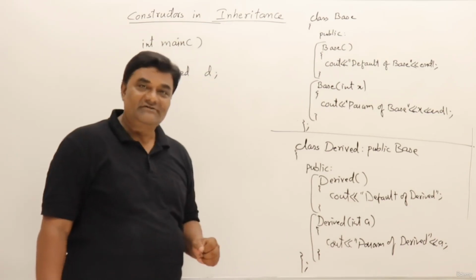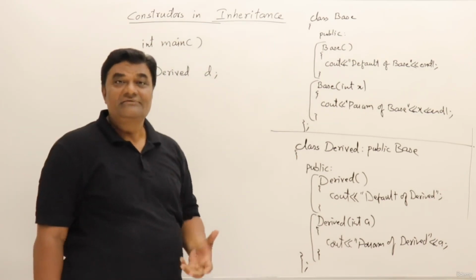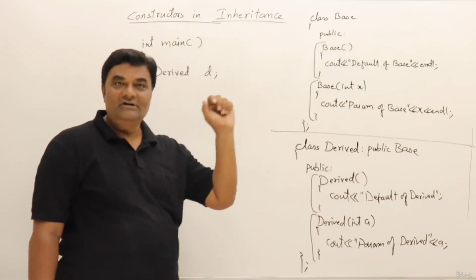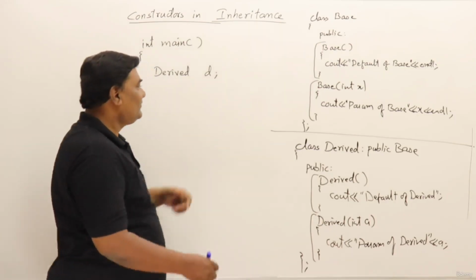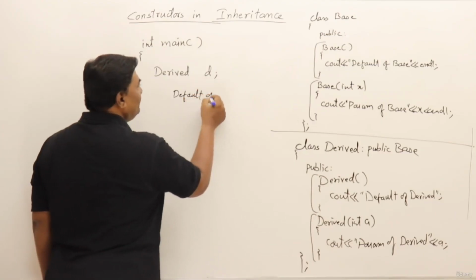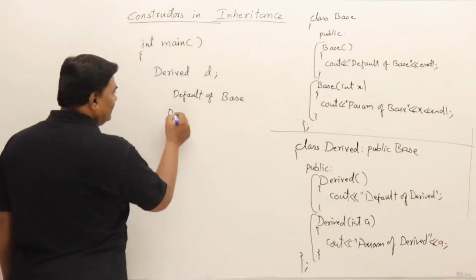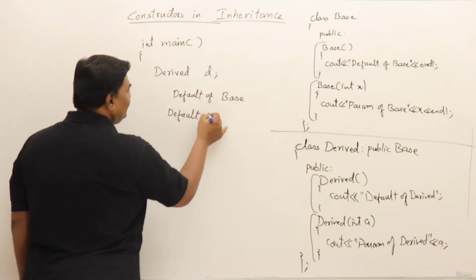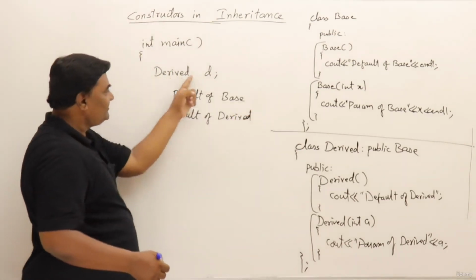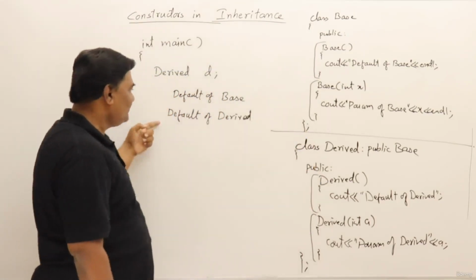But you know well whose constructor will execute? Parent class constructor. But there are two constructors in the parent class. Which constructor will execute? The default constructor. So by default the constructor of the parent class will be executed. Let us see what that is. So first it will display default of base, and then it will display default of derived. So it means when you create an object of derived class, first the base class constructor is executed, then the derived class constructor is executed.